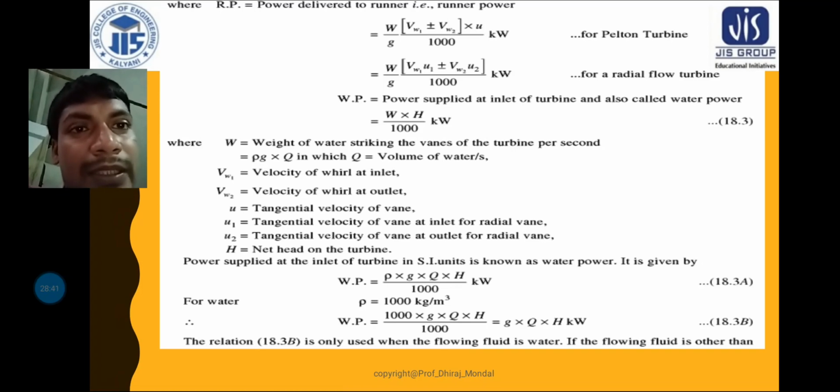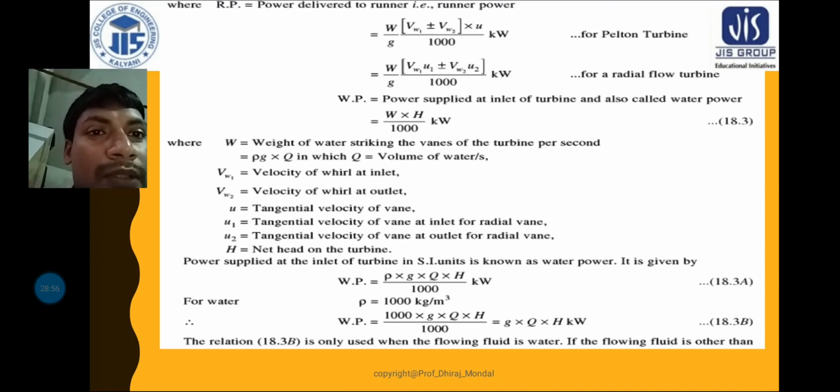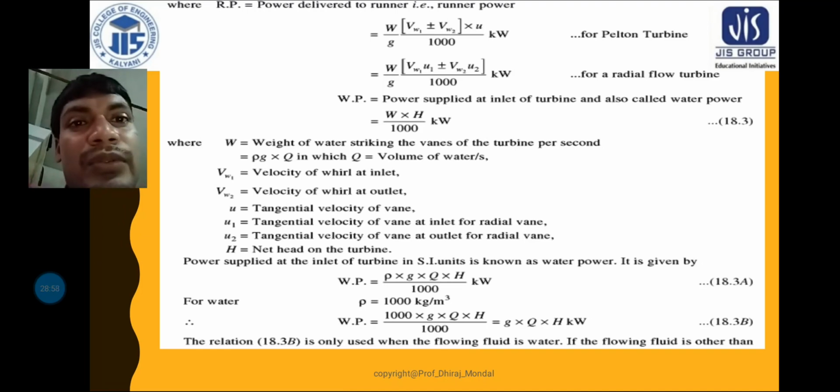VW1 and VW2 I have already told you. U1 is the tangential velocity of the vane at inlet for radial vanes, and U2 is the tangential velocity of the vane at outlet for radial vanes. So remember, in case of Pelton wheel, U1 is equal to U2 is equal to U. These are the considerations which you have to take. But in case of a radial flow reaction turbine, U1 and U2 cannot be the same, so that is why U1 and U2 are taken. And what is H? H is the net head on the turbine.